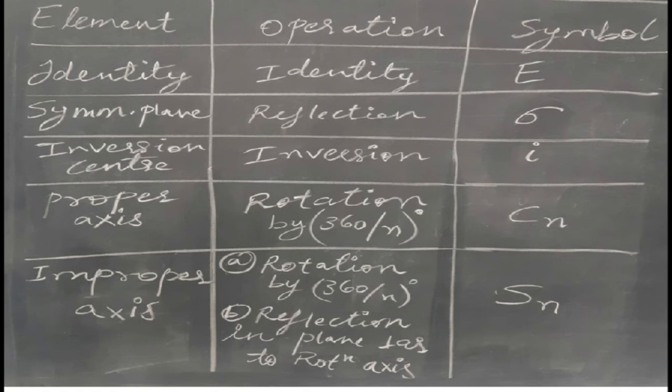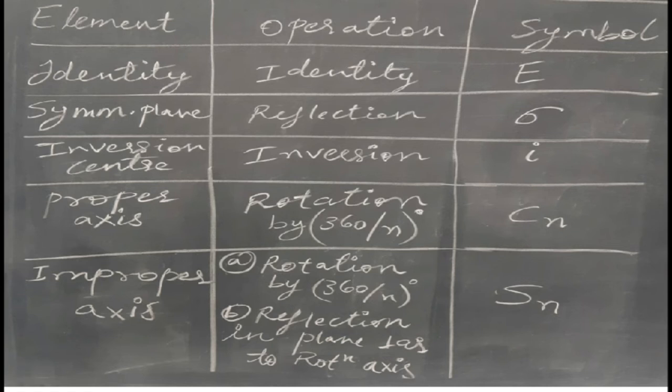This is a table here to make you understand how many symmetry elements are possible and the associated symmetry operations along with the symbols. So, the first symmetry element is identity, the associated operation is identity, it is given by E. Next one is the symmetry plane, plane of symmetry. The operation is, you have to perform reflection through the symmetry plane, right? You will be performing the reflection and the symbol is sigma.